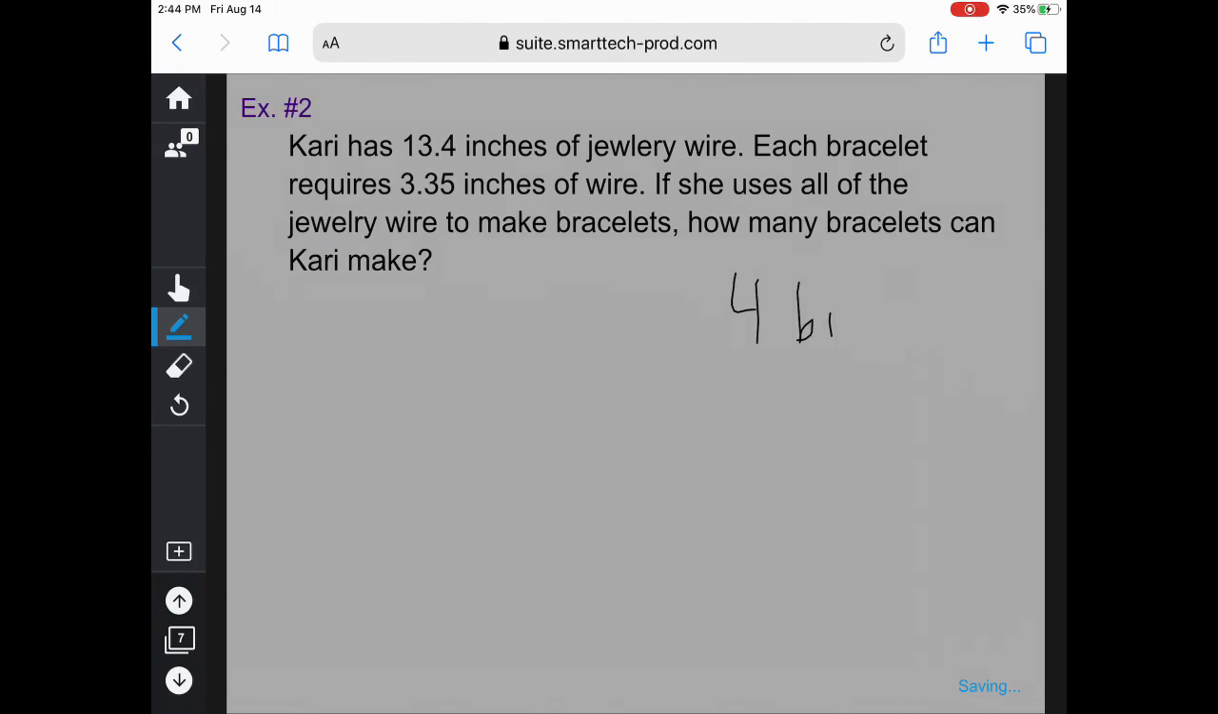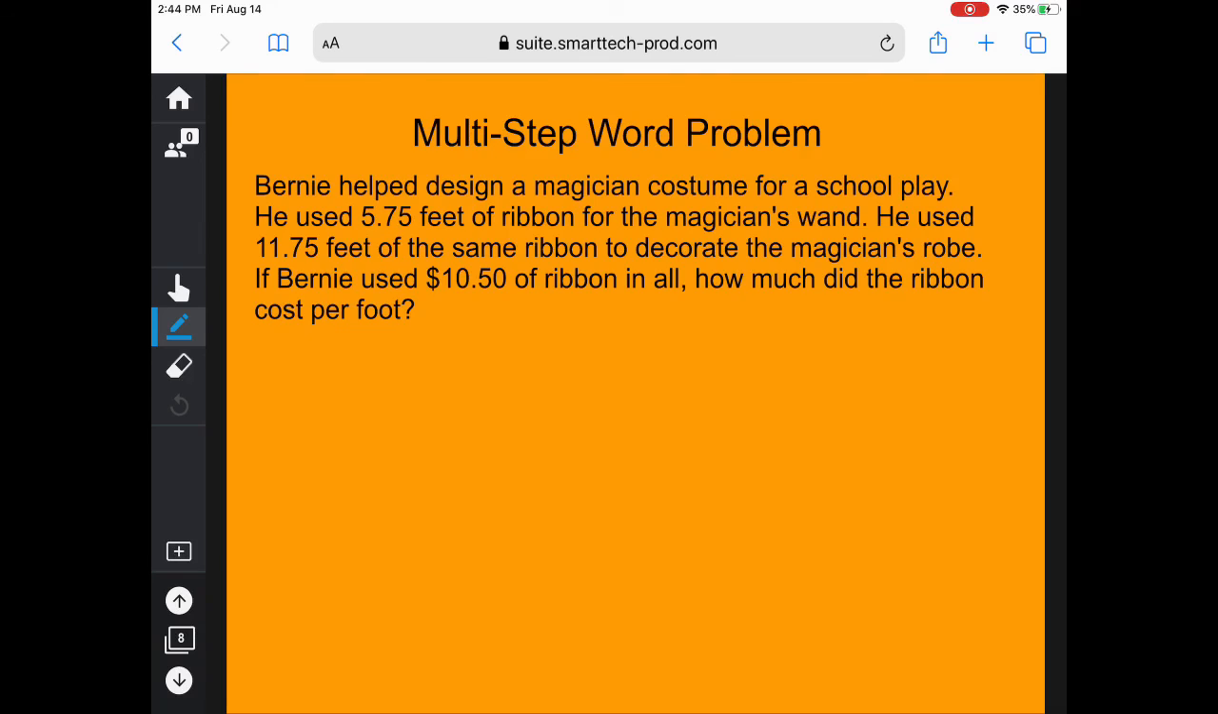Okay, if you tried this on your own, you should have got 4 bracelets as your answer. If you did not get this as your answer, I would like you to contact your teacher so that they can help you. So you're going to contact them through Canvas, you're going to message them and say, hey, I tried example number 2 on Monday's lesson and I didn't get the right answer and I was wondering if you could explain. That way we can help you out.